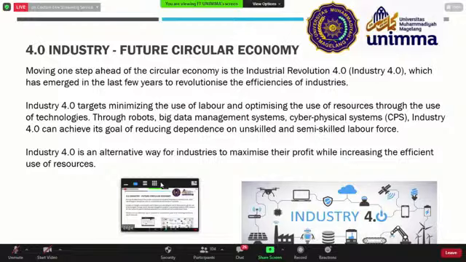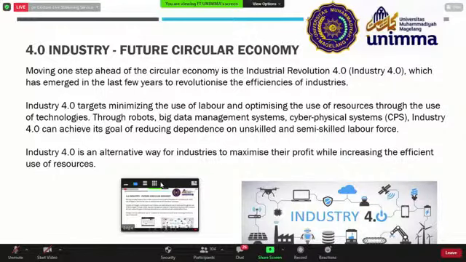And then industry, because Industry 4.0 targets minimizing the use of labor and optimizing the use of resource through the use of technology, through robotic, big data management system, cyber secure system, and also Industry 4.0 can achieve its goal of reducing dependency of unskilled and semi-skilled labor force. And Industry 4.0 is an alternative way for industry to maximize their profit while increasing the efficiency of resource.